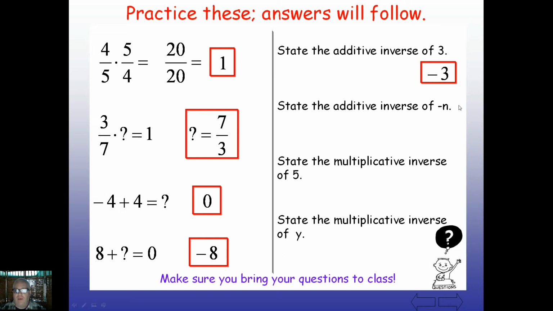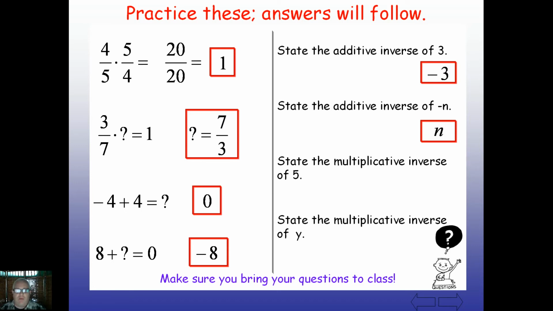State the additive inverse of negative n. Negative 3, negative n, or 3 and n, it doesn't really matter what we're doing there. We're just looking for the additive inverse. So what is the opposite of negative n? Positive n. Whatever n happens to be, n plus negative n or vice versa is going to add up to 0.